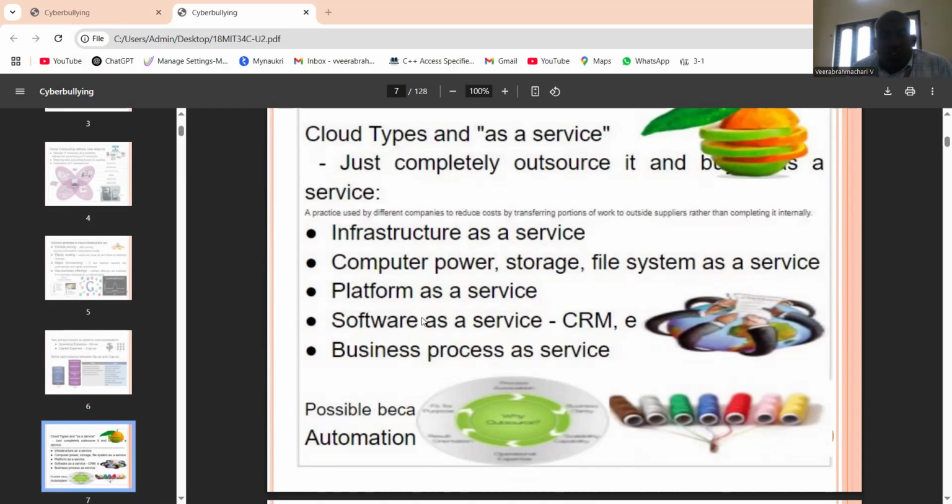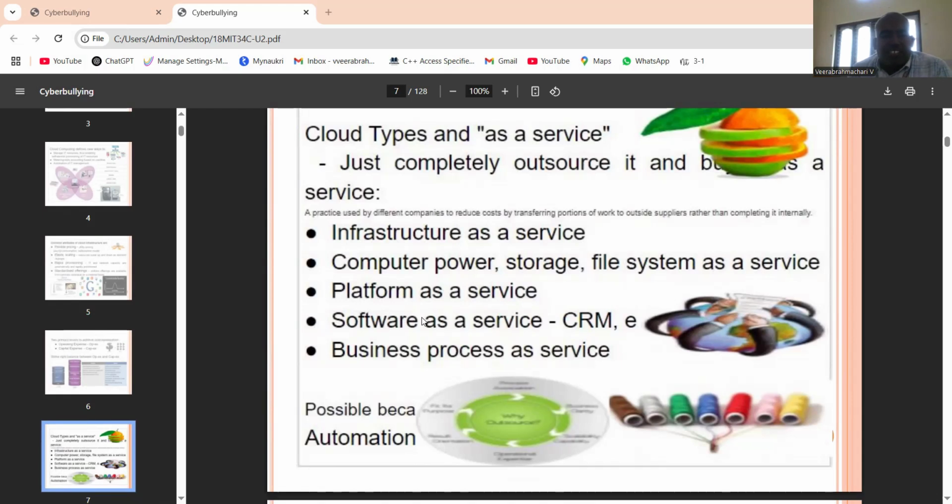The storage can be kept in the file system as a service, or in the infrastructure as a service. The second one is platform as a service. They provide the platform, meaning we can use various programming platforms or services.